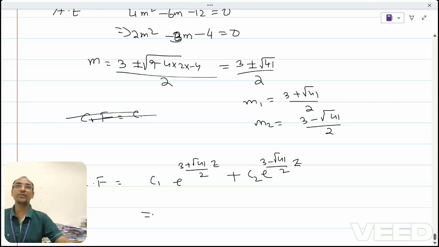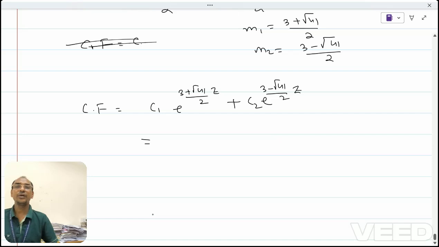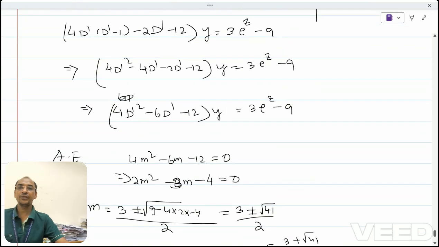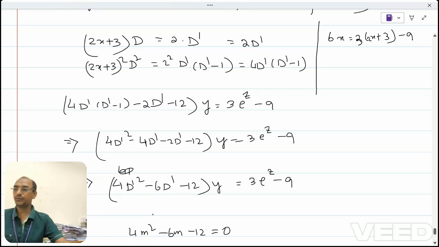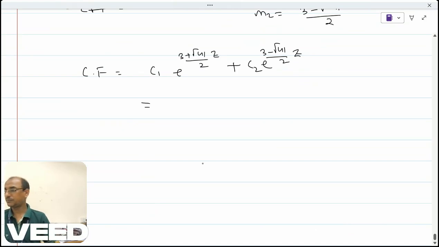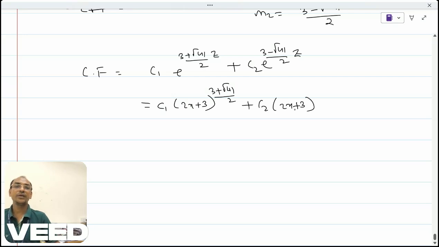And finally z equal to log of 2x plus 3. So what we will get here? We will get c1 (2x plus 3) to the power (3 plus root over 41) by 4 plus c2 (2x plus 3) to the power (3 minus root over 41) by 4. This is my complementary function.